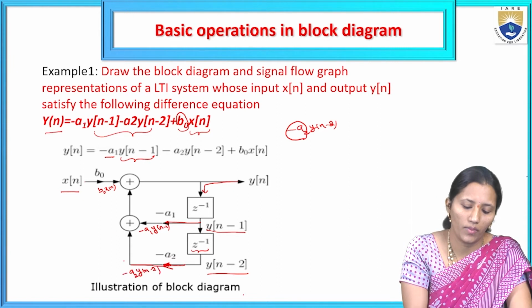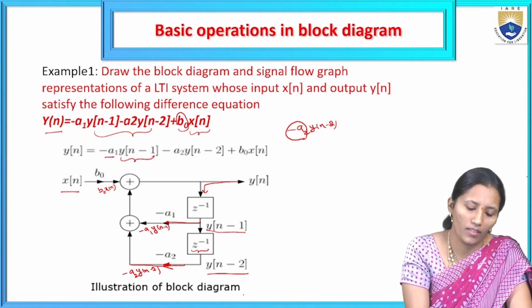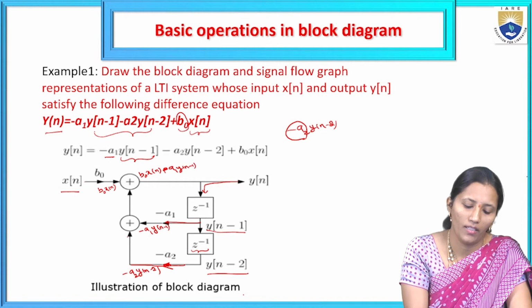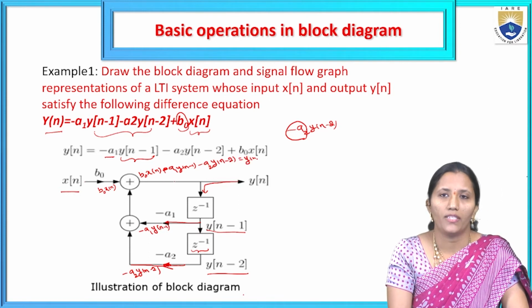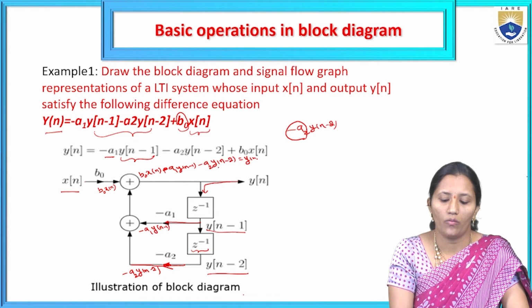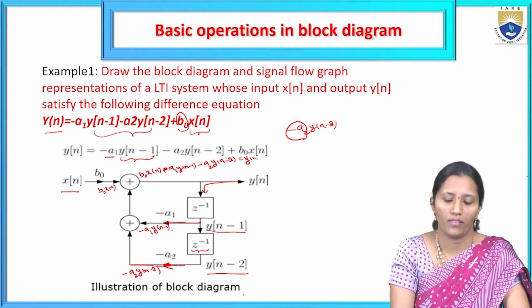Here this term is added with minus a1 y of n minus 1, and these are added together with b naught x of n. So the total output is equal to b naught x of n minus a1 y of n minus 1 minus a2 y of n minus 2. This is the basic block diagram or signal flow graph representation of an LTI system.